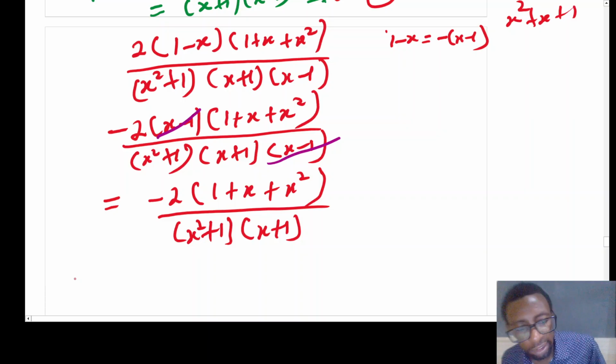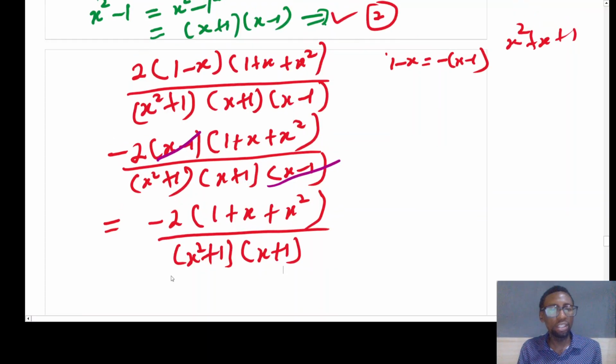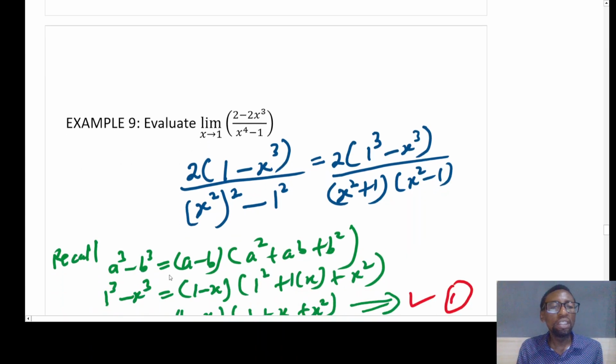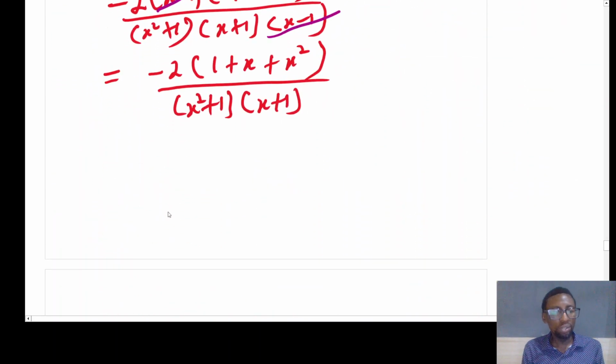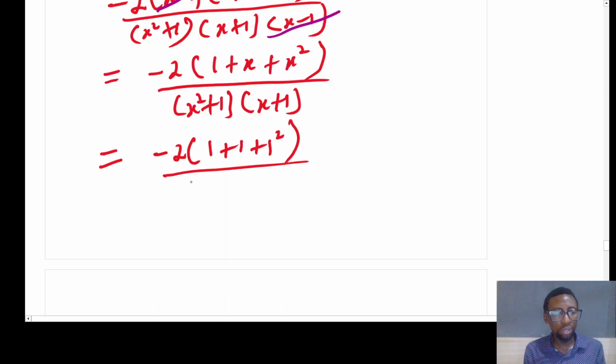So at this point I can simplify further, and I can substitute the value for x. What's our value for x? Our value for x is as x tends to 1. So let's substitute the value back. That will give us minus 2 bracket 1 plus 1 plus 1 squared over 1 squared plus 1 bracket 1 plus 1.